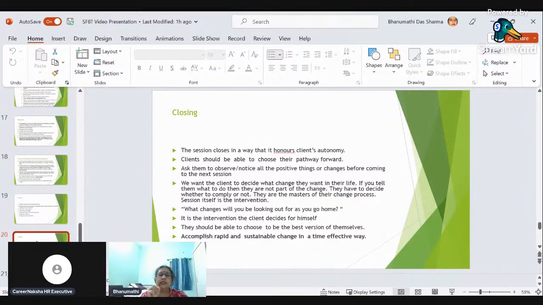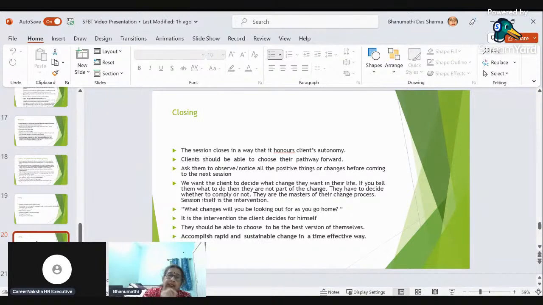We want the client to decide what change they want in their life. We won't say तुमको ऐसा change करना, नहीं. If you tell them what to do, then they are not part of the change. They have to decide whether to comply or not. They are masters of the change process. वो जी रहे हैं ना, उनका लाइफ है, वो मास्टर है अपने लाइफ का. So they should have the choice to do or not to do, whatever it is with their life, they should have the choice.